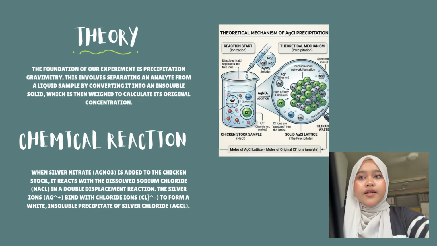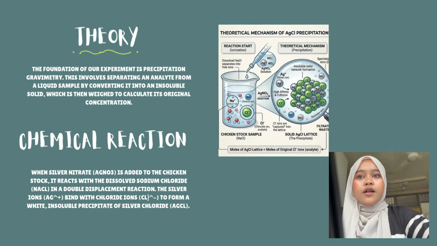Let's take a look at the diagram. Inside the chicken stock, the salt, NaCl, is completely dissolved into free-moving ions, which are Na+ and chloride ions, Cl-. When we add the silver nitrate, it releases silver ions, Ag+, into the solution.